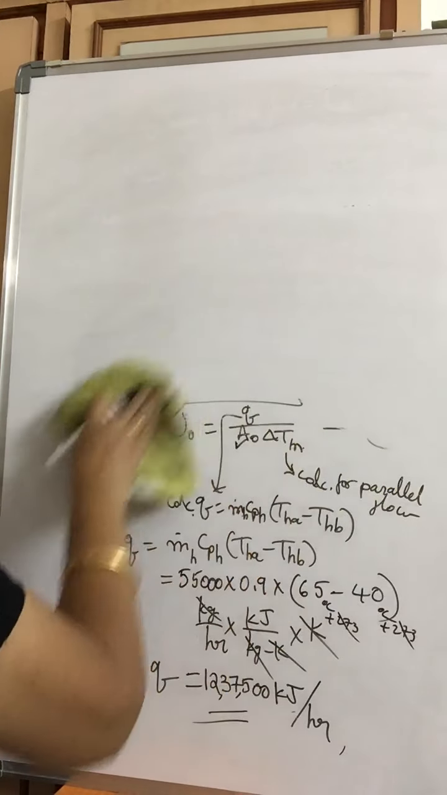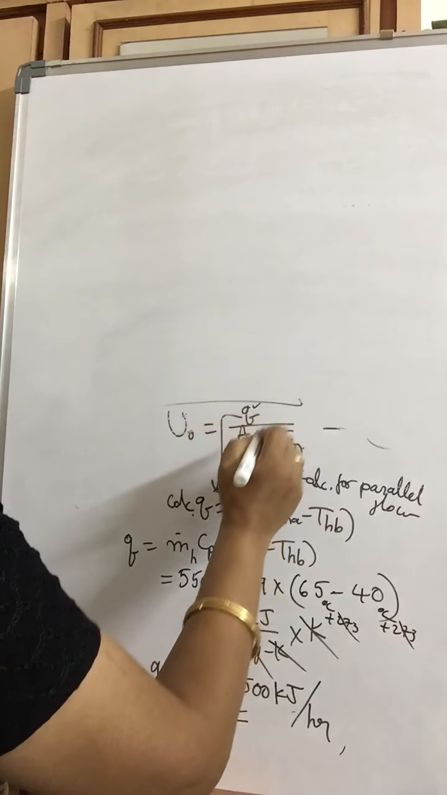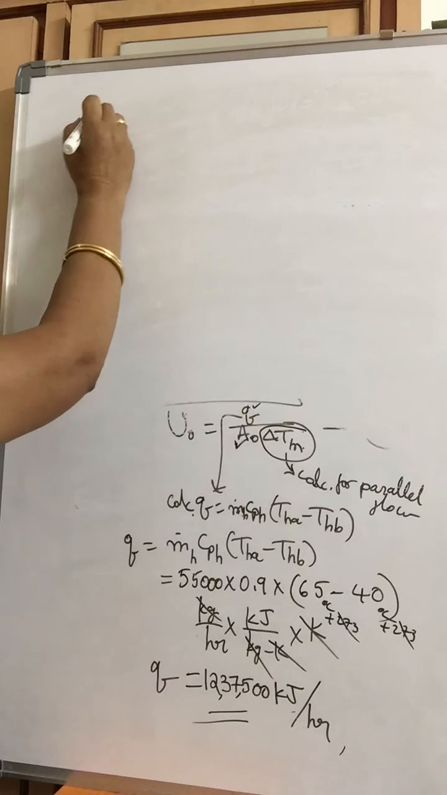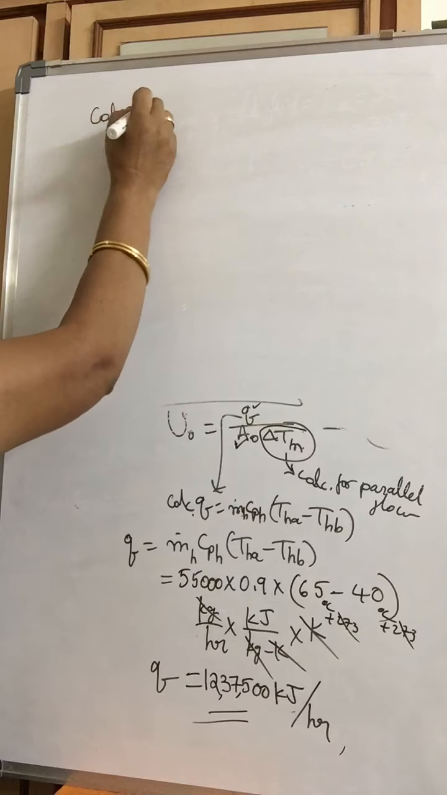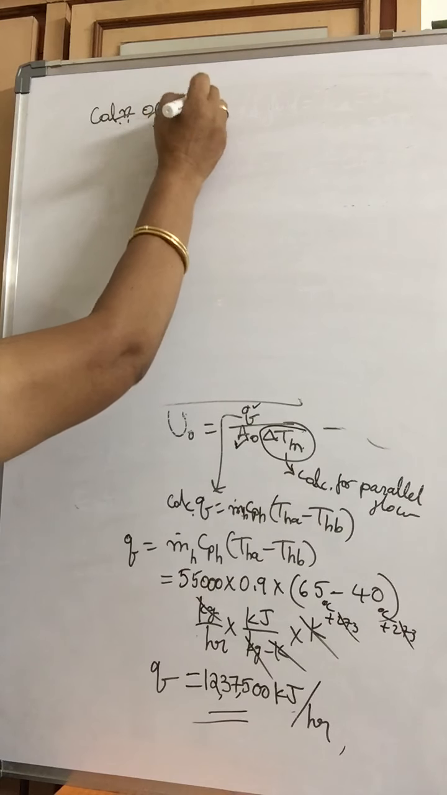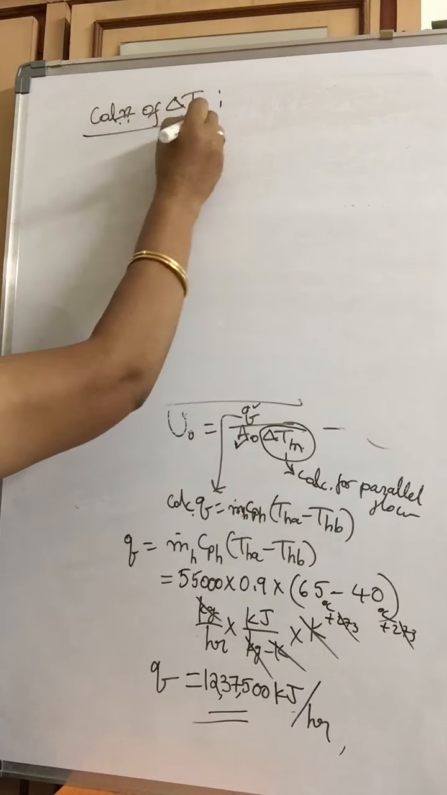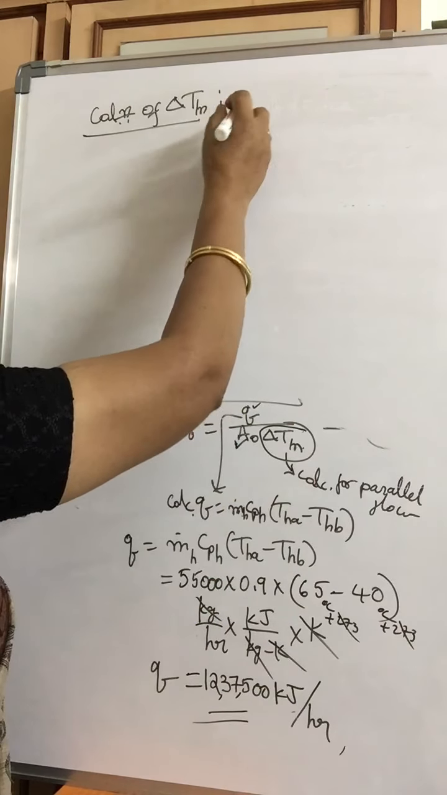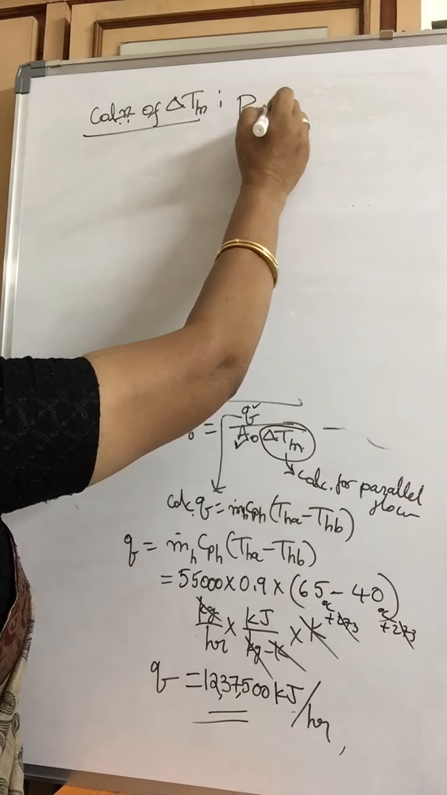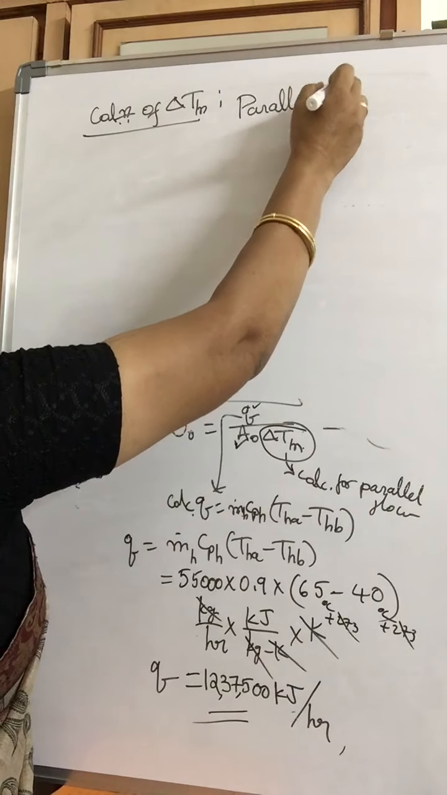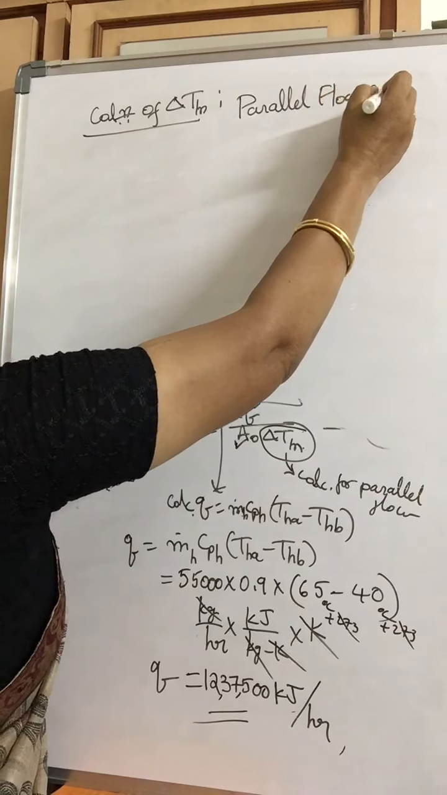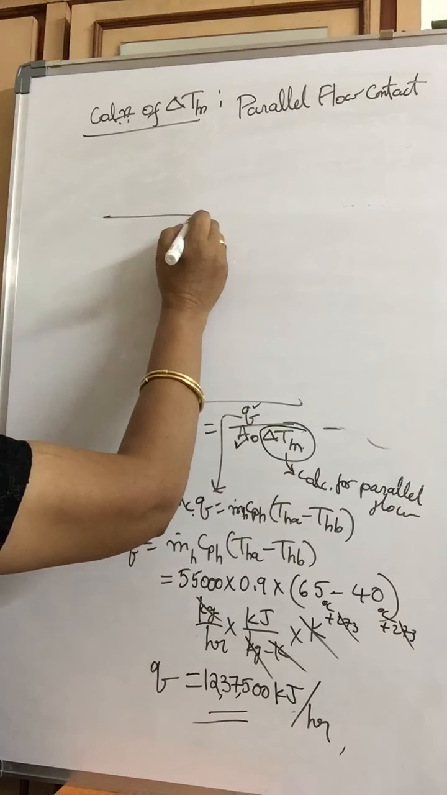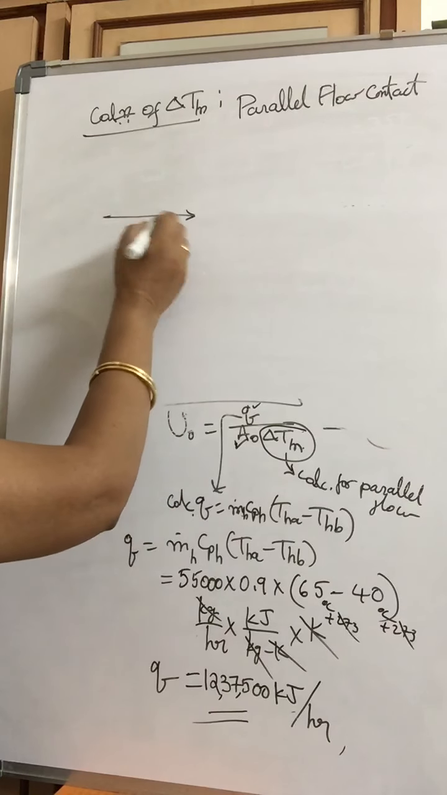Next what? Q calculation is over. A naught is given. So next is delta T ln. So calculation of delta T ln. Whenever you are calculating delta T ln for a double pipe heat exchanger, first you write which contact it is. So parallel flow contact. So for that, follow this method which we have already discussed in previous classes.